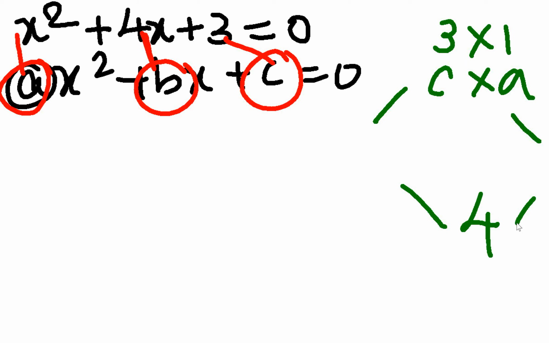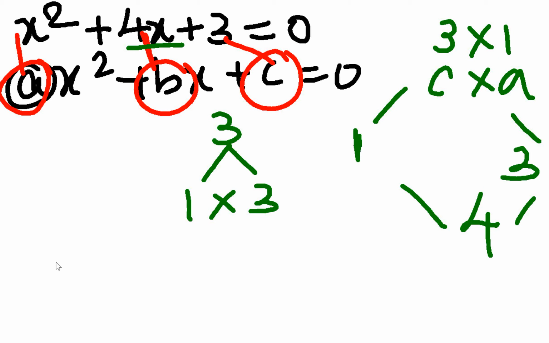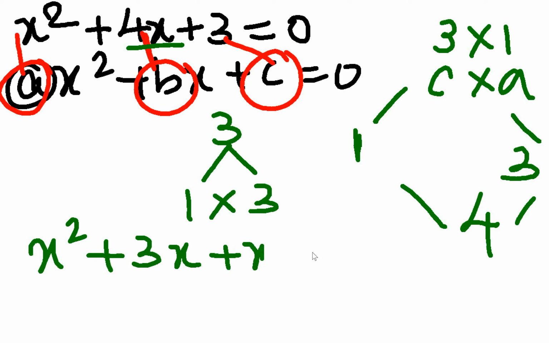Whenever I'm going to choose factors for a and c, I will always start with 1 and the number itself. So for 3, it is going to be 1 into 3. If I multiply 1 and 3, yes, I get plus 3. If I add 1 and 3, do I get plus 4? Yes, I get plus 4. So I will split the middle term, which is the 4x term in this case, into x squared plus 3x plus x plus 3 equal to 0, right?